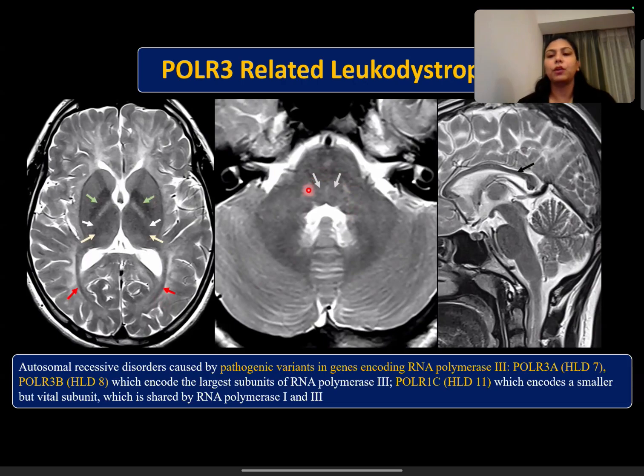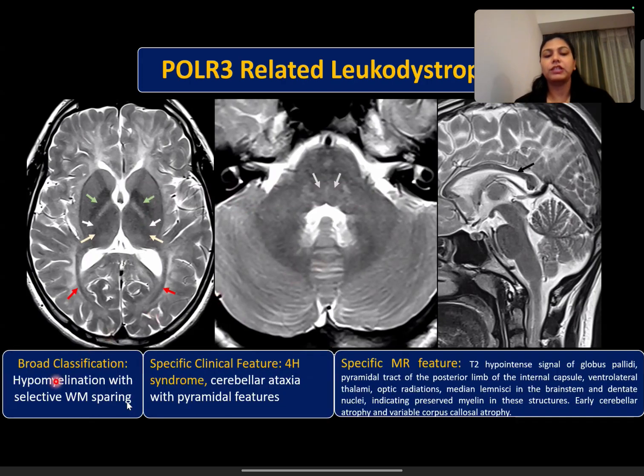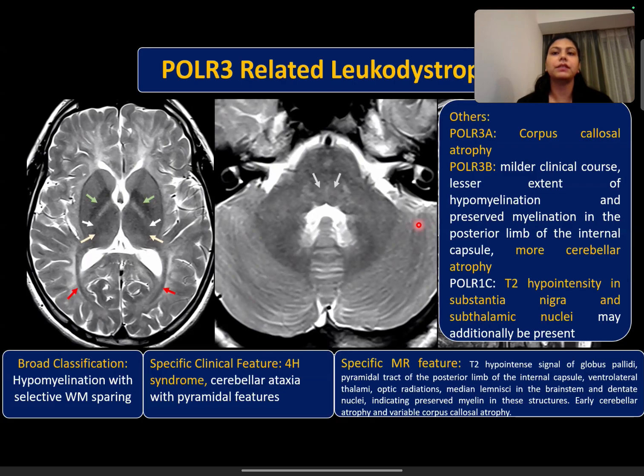And there may or may not be, but usually it is associated with globus pallidus hypointensity as well. So the broad classification is hypomyelination with selective white matter sparing, and there can be different clinical features, but when we get 4H syndrome, then we can be sure of the diagnosis, and usually it is accompanied by corpus callosal and also cerebellar atrophy. And apart from this broad classification, even the subunits can have different features.